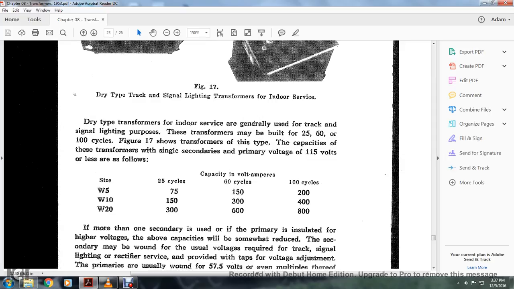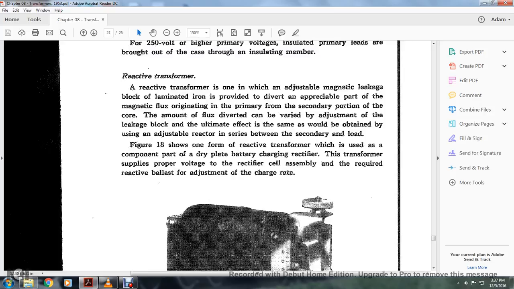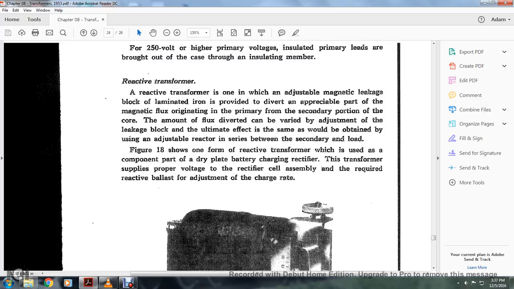If more than one secondary is used, and if the primary is insulated for a higher voltage, the above capacity will be somewhat reduced. The secondary will be of the usual voltage required for track signal lighting, with a rectifier provided with taps for voltage adjustment, primarily wound for 57.5 volts and even multiples thereof. For 250 volt or higher primary voltage, insulated primary leads are brought out of the case through an insulating member.